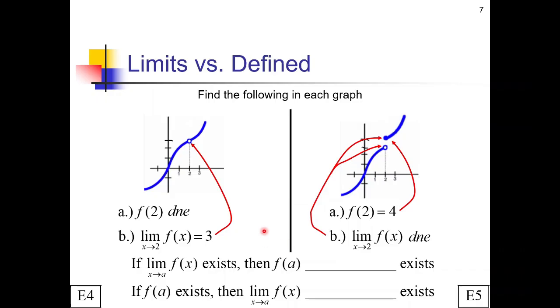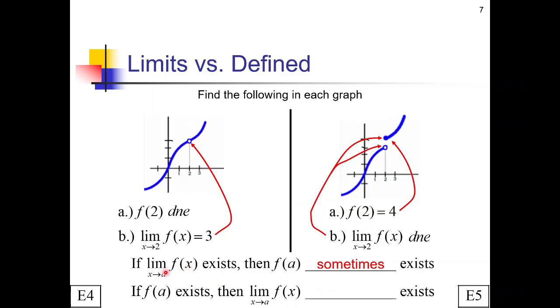So just taking a look at some conclusions we can draw from these. If the limit of f of x as x approaches a exists, then what does that mean about f of a? Does it sometimes, always, never exist? Well, we see here an example of the limit existing, but the function value did not exist. And we've seen problems where the limit existed and the function value is the same number and did exist. So this is going to be a sometimes. If the limit exists, then the function value might, but doesn't have to exist. You could just have an open dot there.